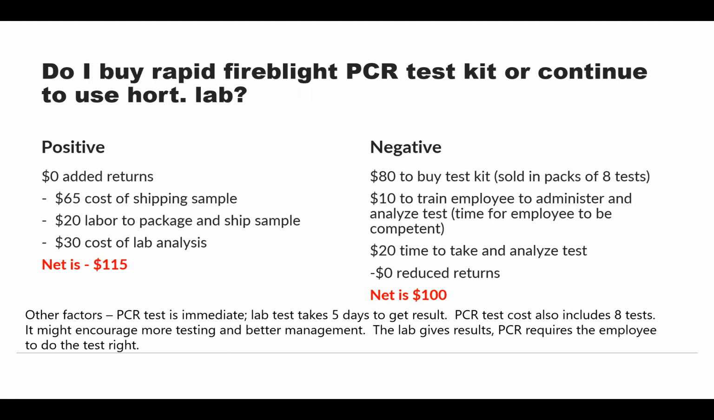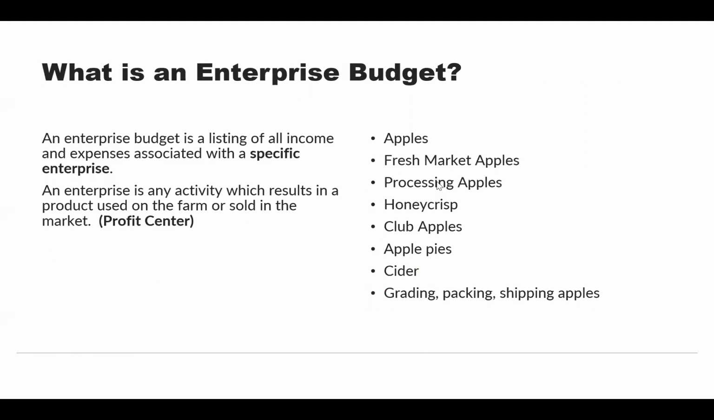So I would look at those and I might decide, okay, even though it's $15 more upfront to do the PCR test, the speed of getting the test result is worth $15 more to me, and so I still decide to go through with it. So that's an example of partial budget analysis, and this is a very useful technique for businesses to use as far as making these sort of do I do this or do I do this types of decisions.